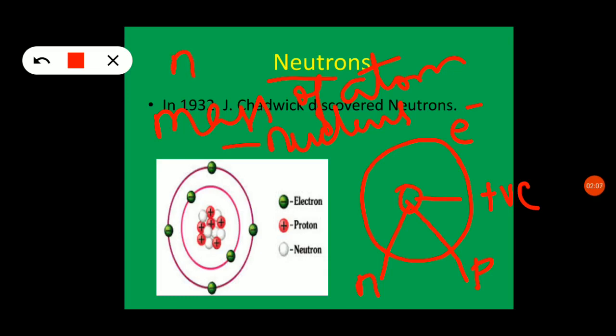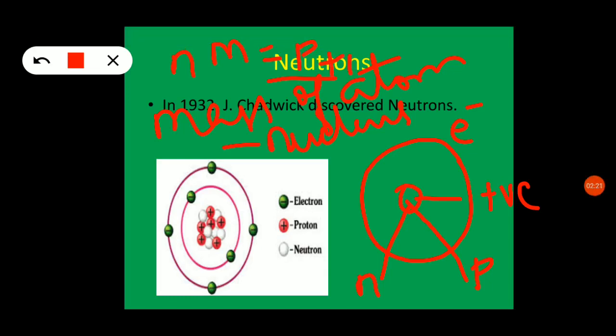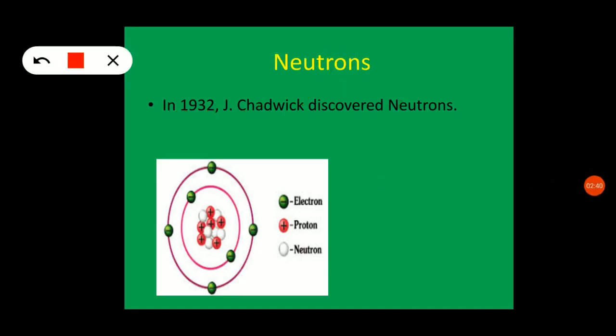The mass of the atom is given by the sum of masses of protons and neutrons present in the nucleus. Okay, the mass of the atom is given by the sum of the masses of the protons and neutrons present in the nucleus. Clear?